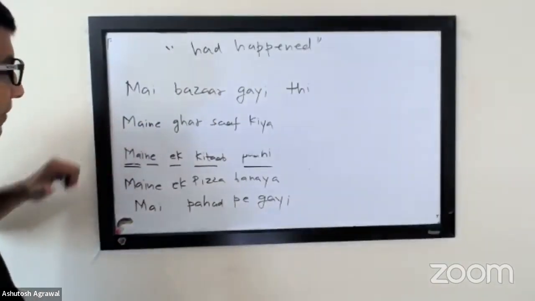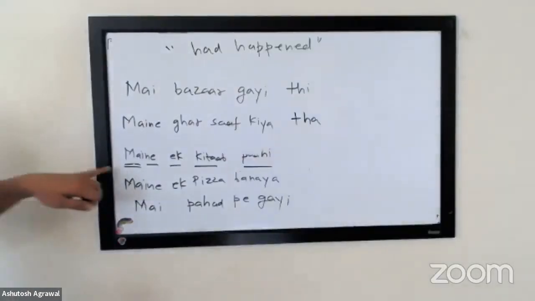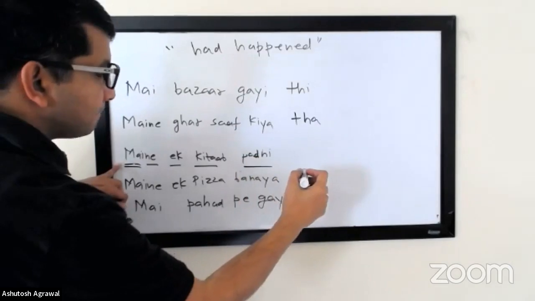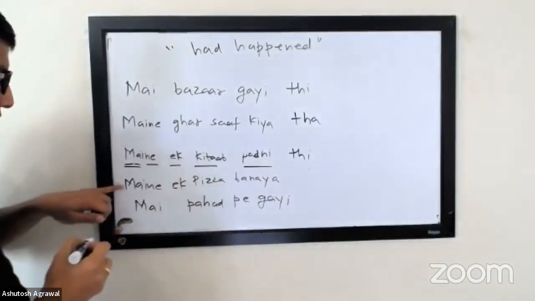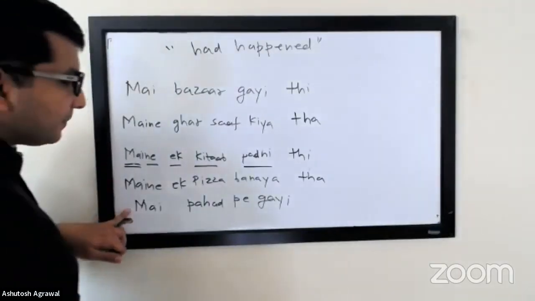And how will you say this one? Shiraji, now you are here. मैंने घर साफ किया. मैंने घर साफ किया था. Very good. मैंने घर साफ किया था. मैंने एक किताब पढ़ी थी. Very good. मैंने किताब पढ़ी थी. And then last one. Sorry, not last one. मैंने एक पिज्जा बनाया था. Very good. मैंने एक पिज्जा बनाया था. And then this one. मैं पहाड़ पे गई.